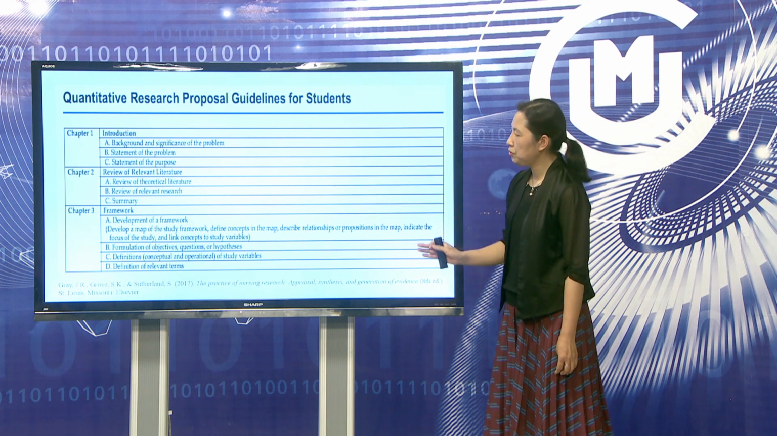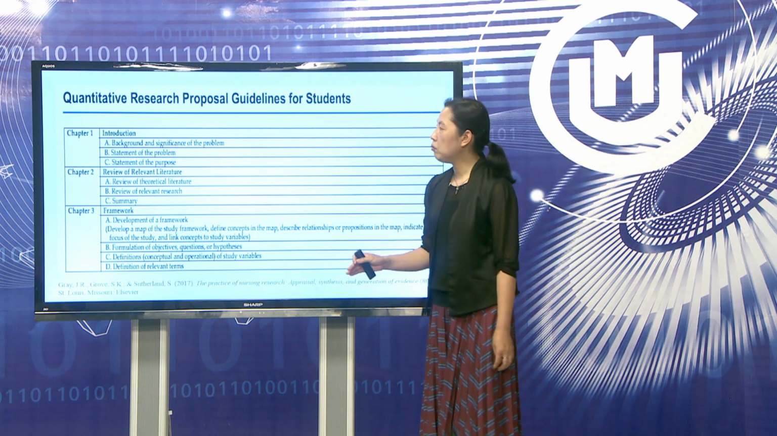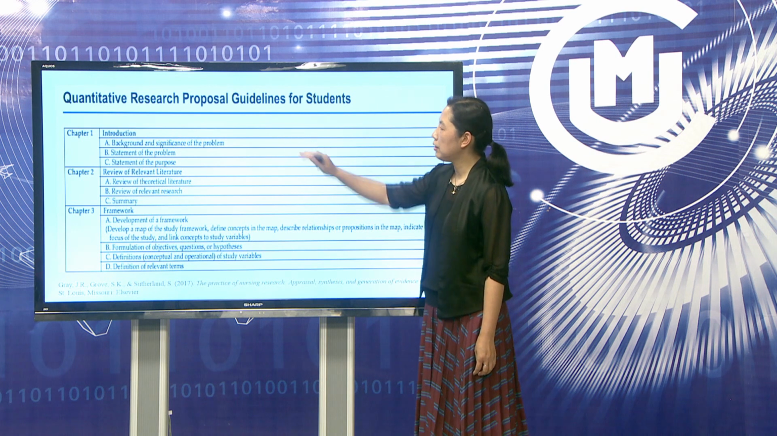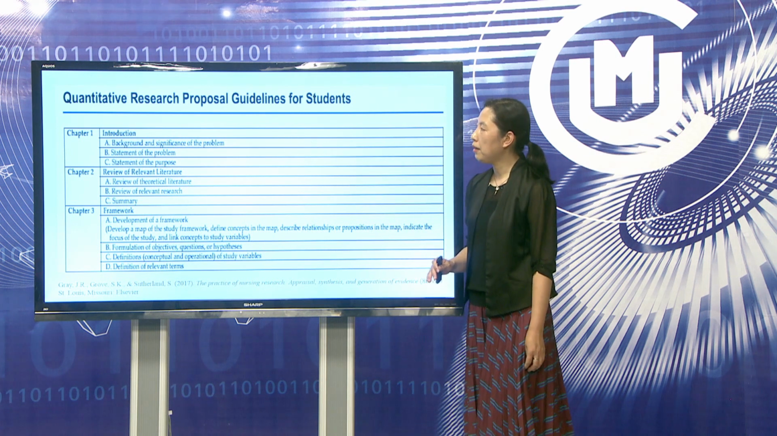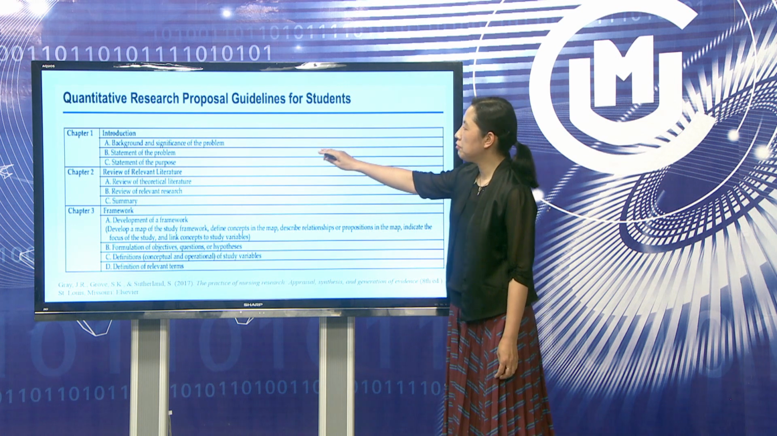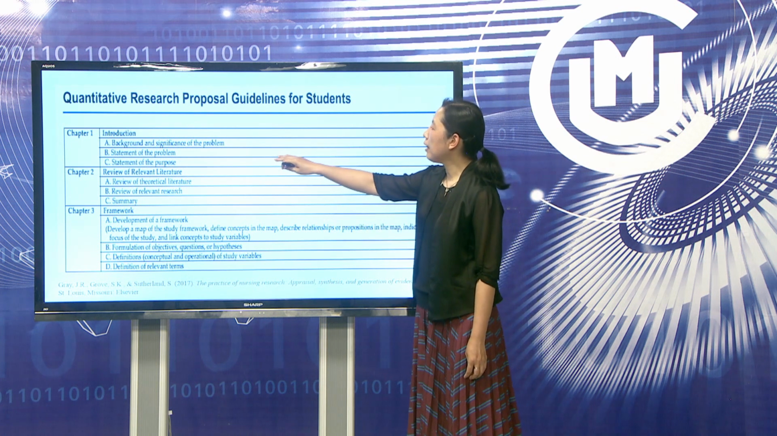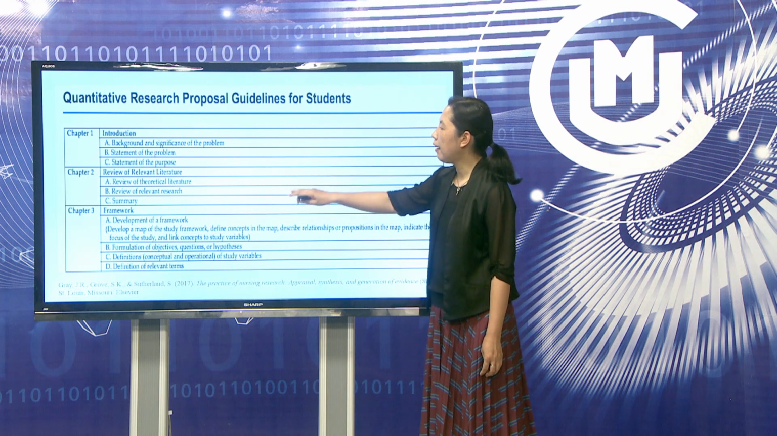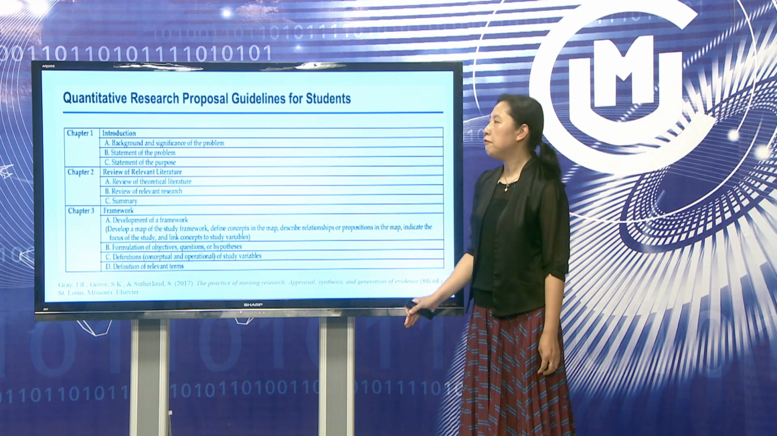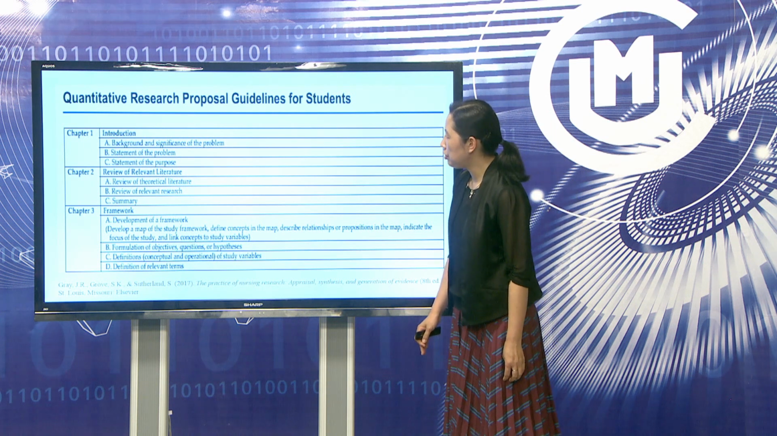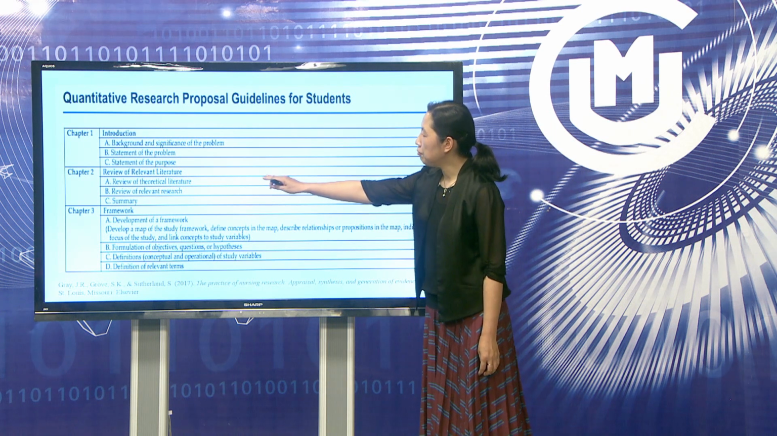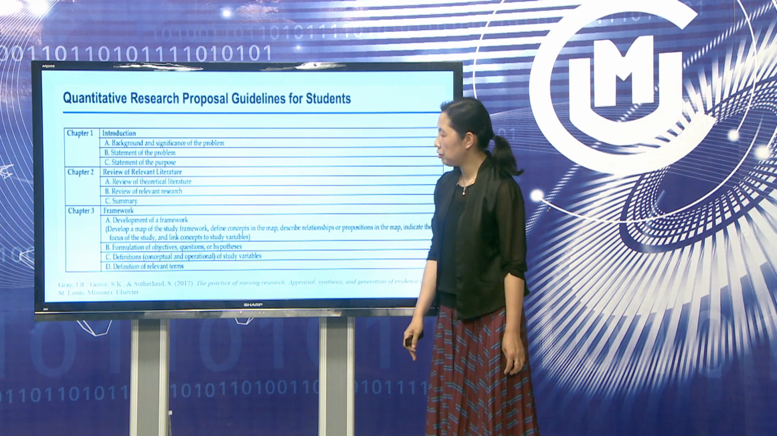So let's go through the contents. Chapter 1 usually covers the introduction. In the introduction, you will write about the background and the significance of the problem. And you may need to write the statement of the problem and the statement of the purpose, which we have mentioned before. And in chapter 2, you need to write the review of relevant literature.